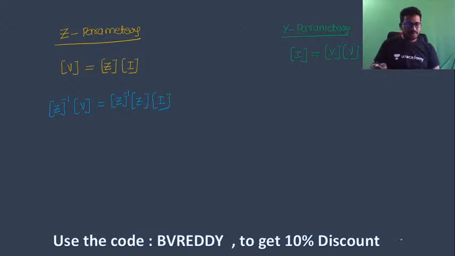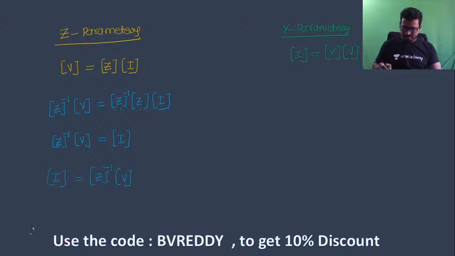So that means Z inverse into V is equal to, as we know, A into A inverse is nothing but the identity matrix. So by multiplying, it becomes 1 into I, meaning we get the current matrix. So the I matrix, the current matrix, is equal to Z inverse into V matrix.